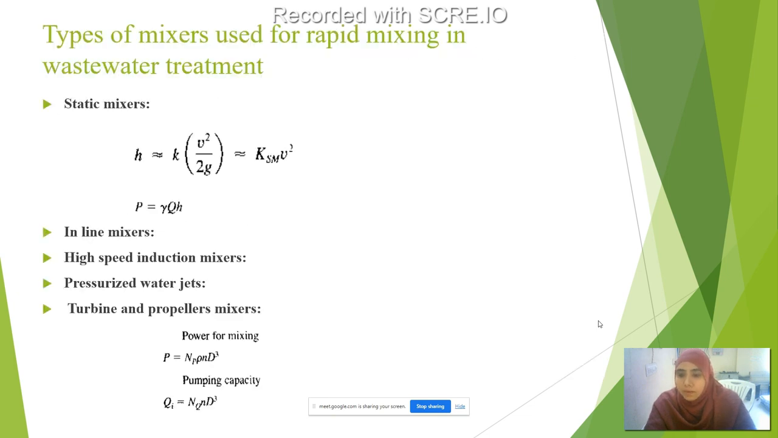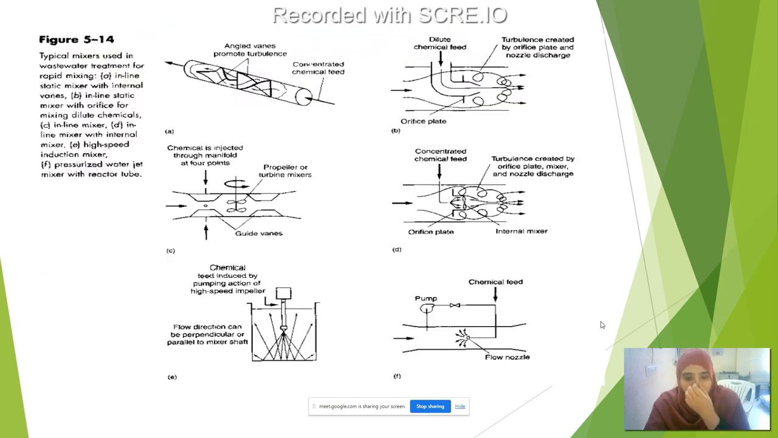Now coming to pressurized water jets. These pressurized water jets, you can see in figure F. It's a pressurized water jet mixer as shown in the figure. An important design feature of a pressurized water jet mixer is that the velocity of the jets containing the chemicals to be mixed must be sufficient to achieve mixing in all parts of the pipeline.